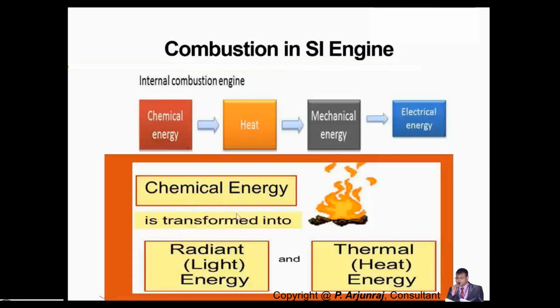Okay, so here the chemical energy is transformed into heat energy or thermal energy. Here they mention it as light energy and also thermal energy. The heat is a high form of energy. Initially, what we get is a flame or a spark. Spark is a light.